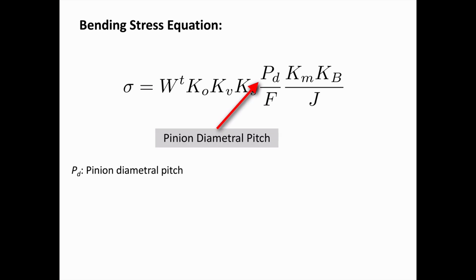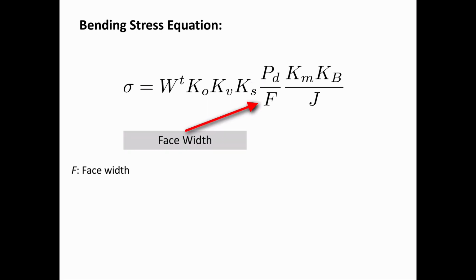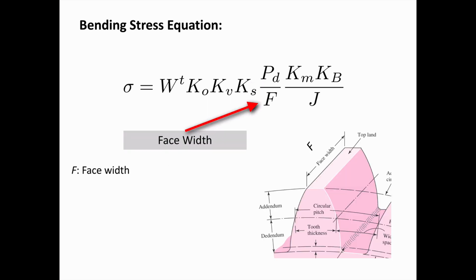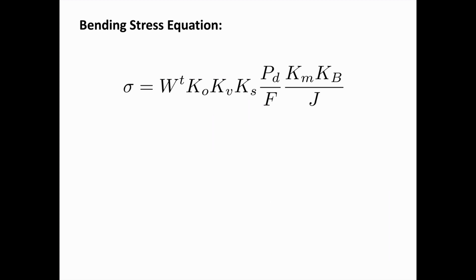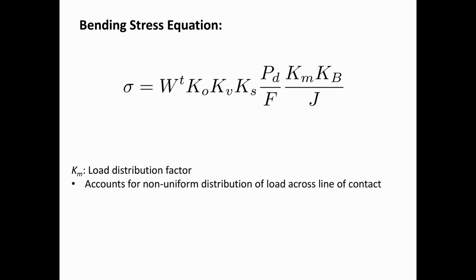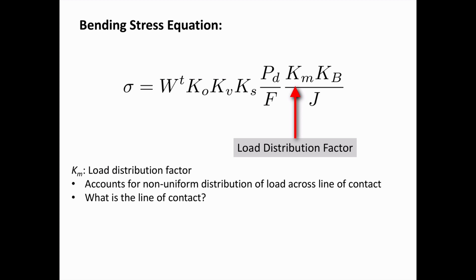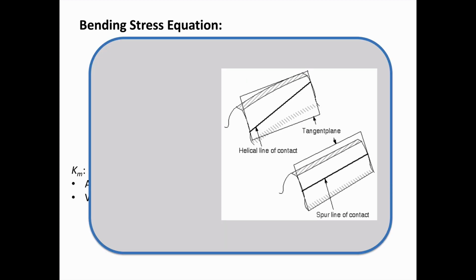Okay, on to the next factor, pinion diametral pitch. Next factor, face width. We've already defined what that is. Next is C sub M, the load distribution factor. This accounts for non-uniform distribution of load across the line of contact. So what is the line of contact?